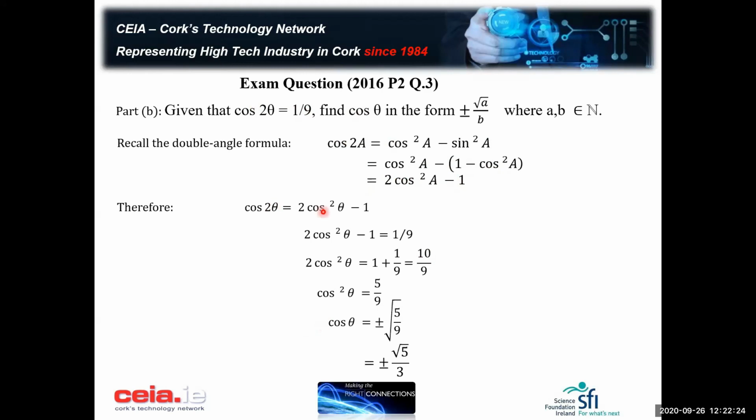Replace a by theta, you get it in this form, and now you have an equation in cos squared theta, but you're told that cos 2 theta is 1 over 9. So you plug that in, and from then on it's just arithmetic. You eventually find that cos theta is plus or minus root 5 over 9. And you can take the 1 over 9 out of the square root to get root 5 over 3, which is the format they're looking for, the square root of an integer over another integer.